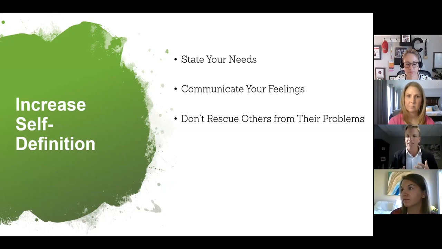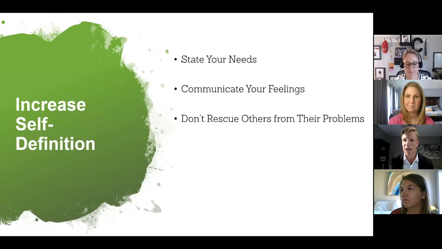Now, as other people bring their anxiety to us, as students, parents, other teachers, administrators, neighbors, friends, we have to realize that the temptation that many of us have, especially being in a helping profession, is to rescue other people from their problems. You see, that's called over-functioning. Over-functioning is doing for somebody what they can or should be doing for themselves.